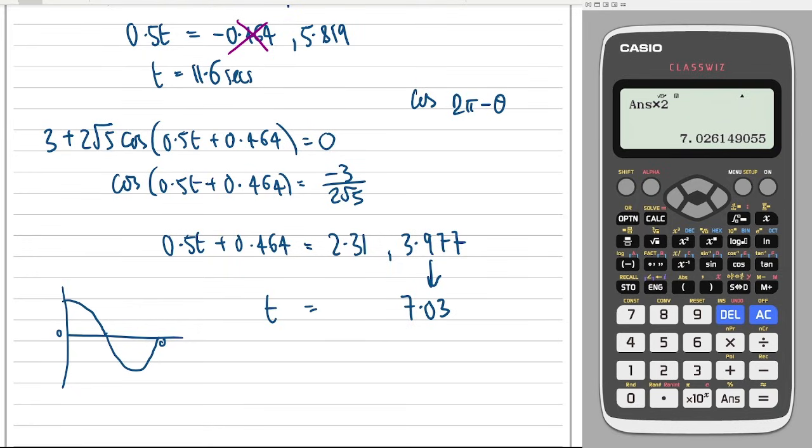And then let's do the same for 2.31. 2.31, I'm going to take away 0.464, and then I'm going to times it by 2 in order to get t on its own, and I'm going to get 3.692. So the time we're looking for is the time underwater, so it's the gap between these two times. So if I just do 7.03, subtract the last answer, I get the gap of 3.33. So 3.34 seconds.